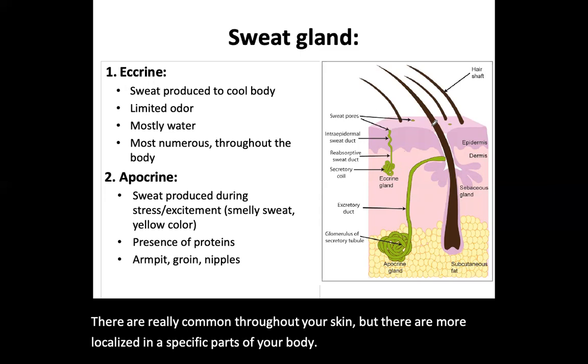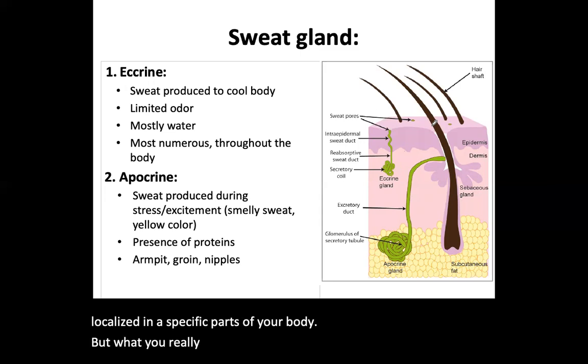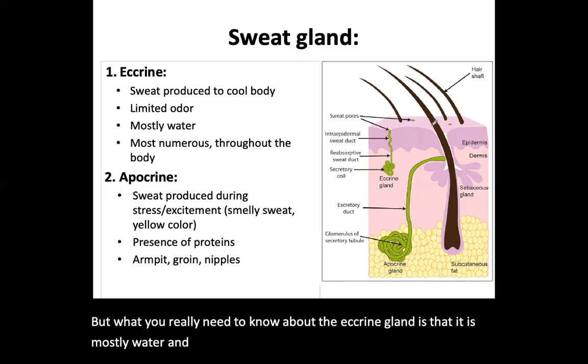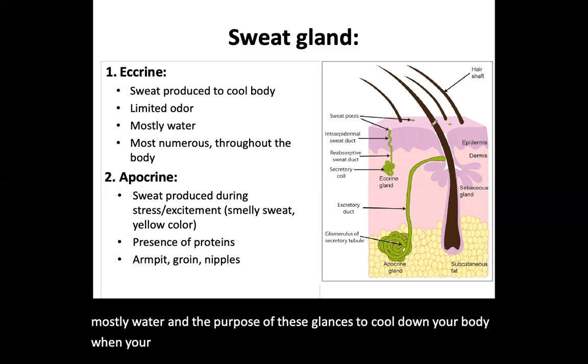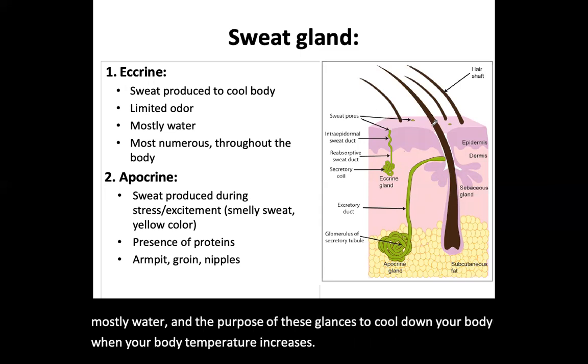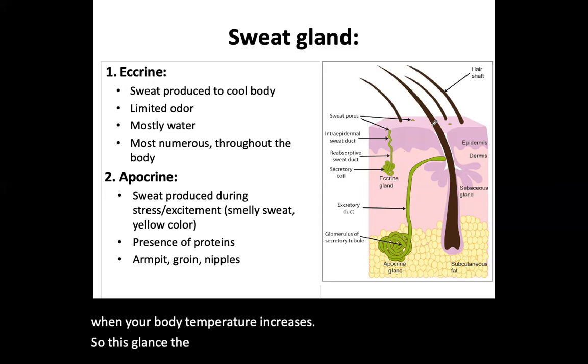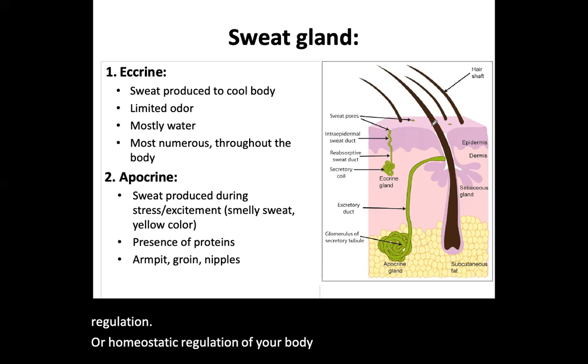But what you really need to know about the eccrine gland is that it is mostly water, and the purpose of these glands is to cool down your body when your body temperature increases. So these glands are basically essential for thermoregulation, or homeostatic regulation of your body temperature.